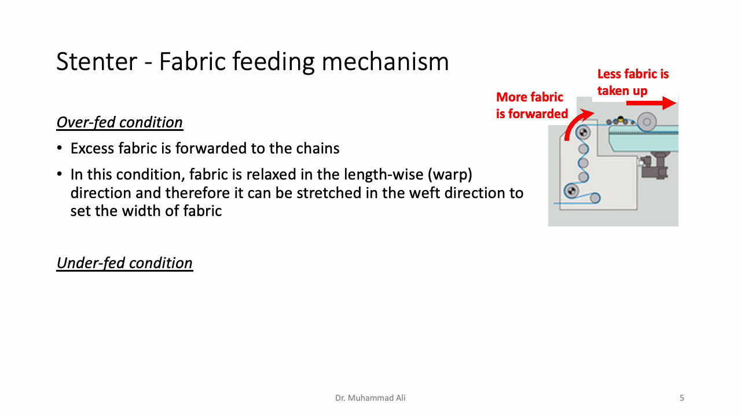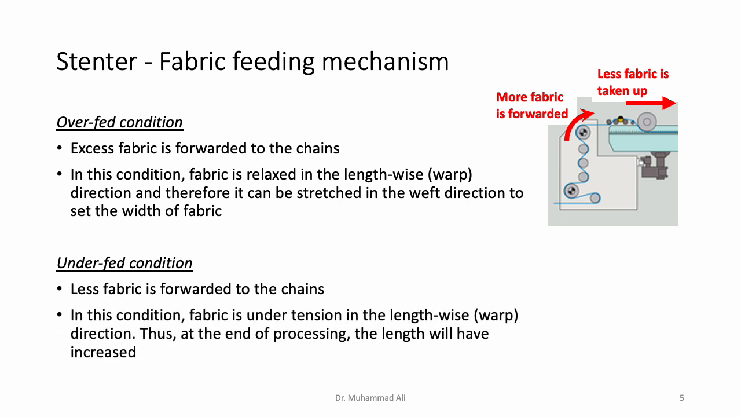The other condition that you can maintain or achieve with the help of the feeding device is what we call the underfed condition. And this is just the exact opposite of the overfed condition. So in the underfed condition, the feeding device forwards a smaller amount of fabric to the Stenter chains. So the fabric is stretched, or it's under tension, in the lengthwise direction. And this is the condition which is again maintained according to what we require in the fabric.